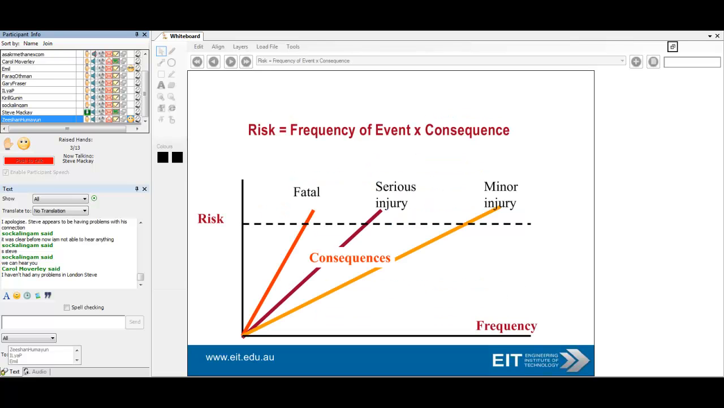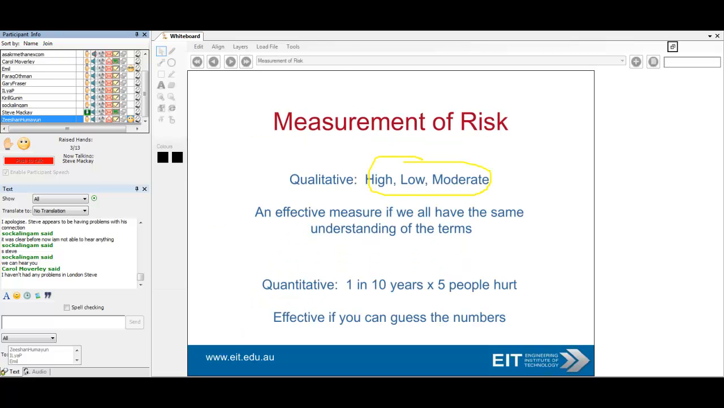So, for example, you could have 1 in 10 years as a frequency, and the severity could be 5 people hurt. So, obviously, the qualitative side is high, low, moderate. You try and avoid that. You want to try and go for quantitative numbers. We as engineers deal with numbers, so that's really important. So the risk is the frequency of the event times the consequence.